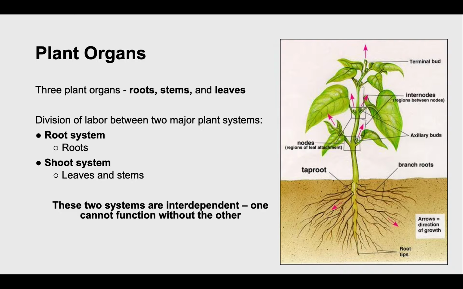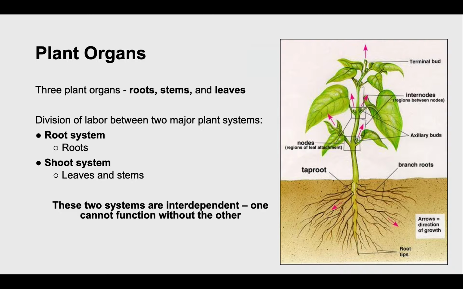Now, between these different organs, we have a division of labor, and we typically classify these organs into 2 different systems. We have the root system. It's pretty easy, it contains the roots. But then we also have our shoot system. The shoot system has the leaves and the stems, everything that's above ground, essentially.